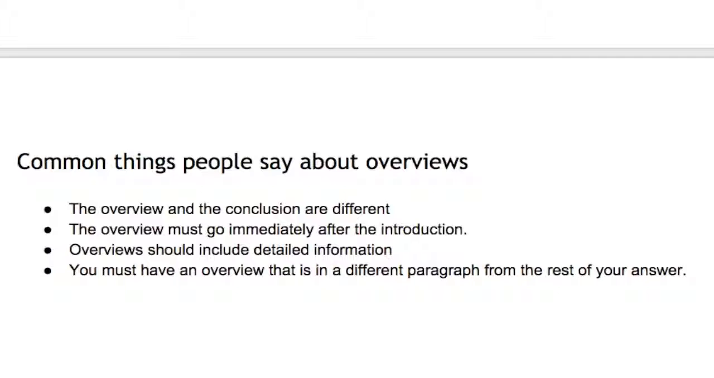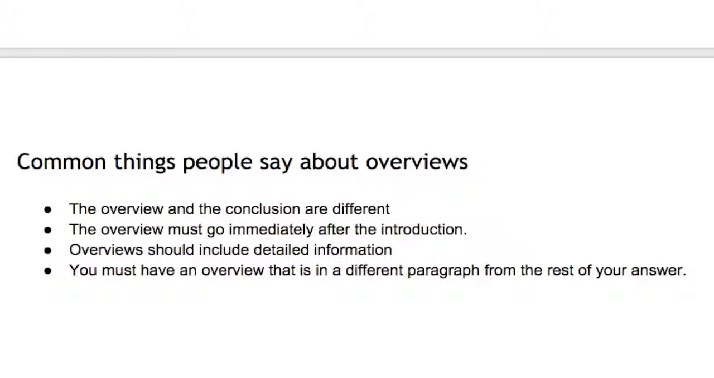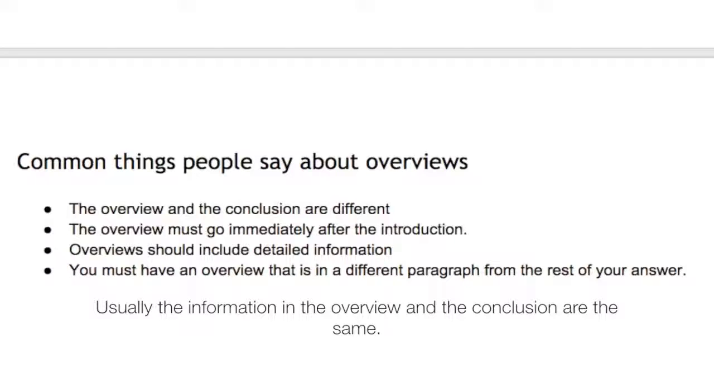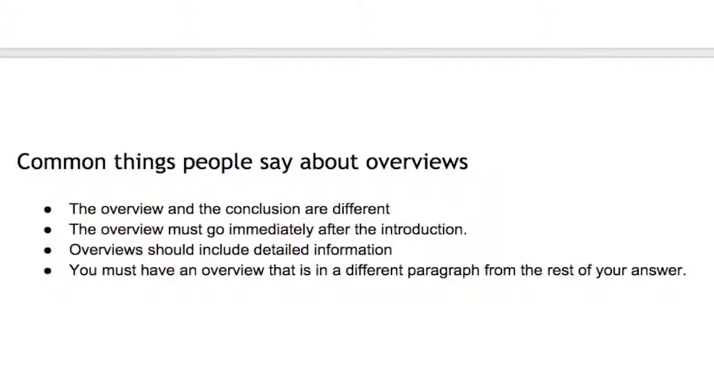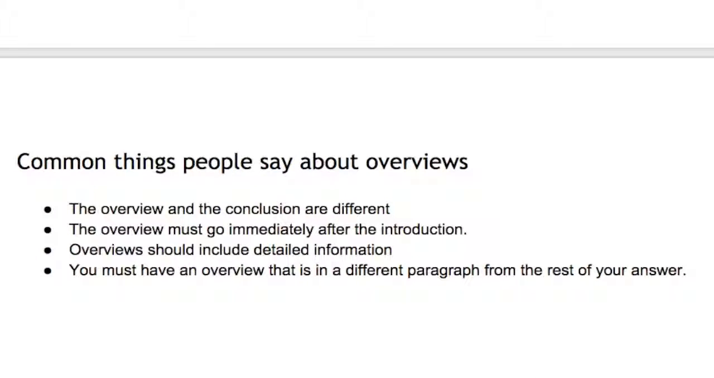Okay, I'll give you the answer, and the answer is they are all false. The overview and the conclusion are not different. They are the same, except that a conclusion has to go at the end of a report of some kind. The information in the overview and the conclusion is the same. They are both summarizing what's going on. So, although they can go in different places, they're the same information. Don't do both. If you're going to have a conclusion, just write a conclusion. If you're going to have an overview somewhere, don't worry about a conclusion. You don't need it. If you do it, you're going to repeat yourself.